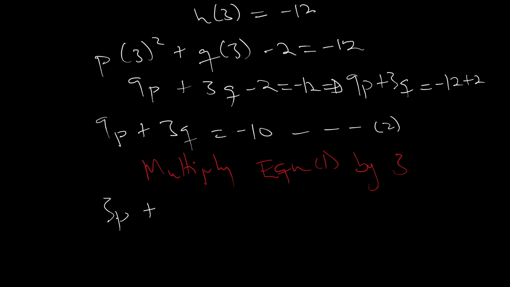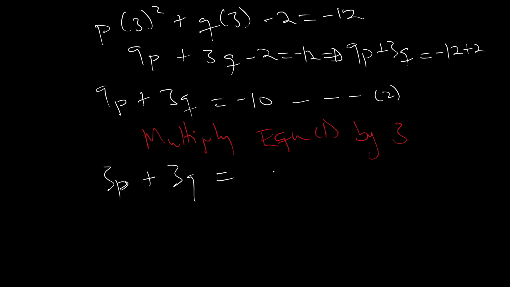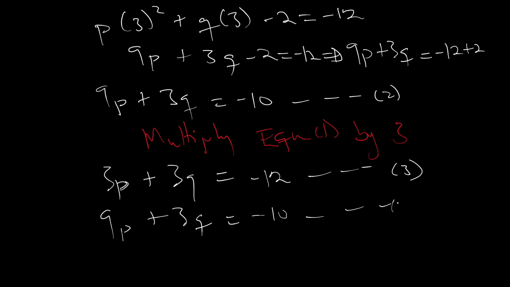3p plus 3q is equal to minus 4 times 3, which will be minus 12. So this will be equation 3. Now let's rewrite our equation 2, which is 9p plus 3q is equal to minus 10. So we can subtract equation 3 from equation 2.